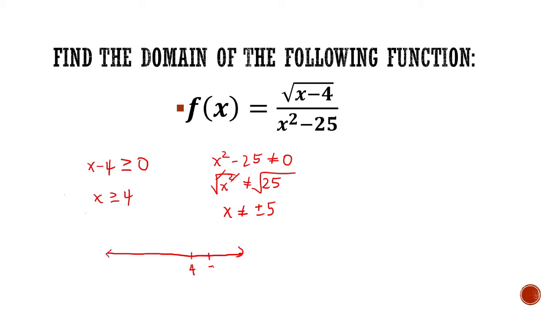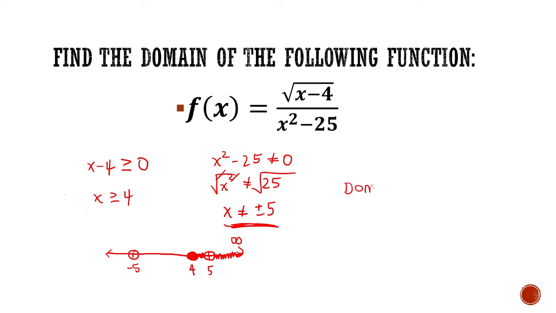We have 4, we have here positive 5 and we have negative 5. So negative 5 is not included as well as positive 5. But 4 here is included. That's why we're going to shade 4. And it says here x is greater than or equal to 4. So we have to shade the area to the right of positive 4. But then it says here that x should not be equal to positive 5. That's why 5 is not included in the domain. So this shaded region is where the elements of the domain are located.